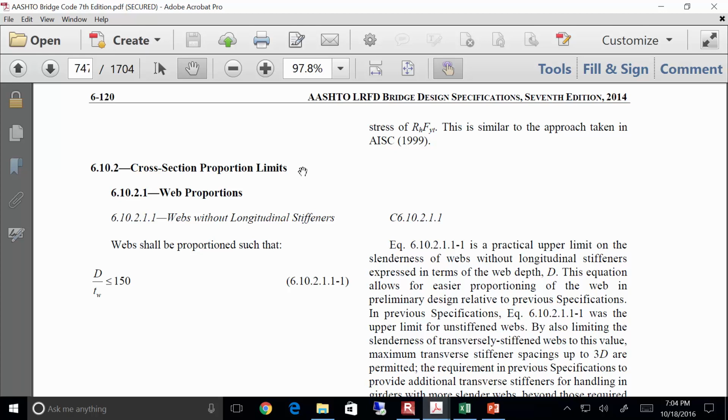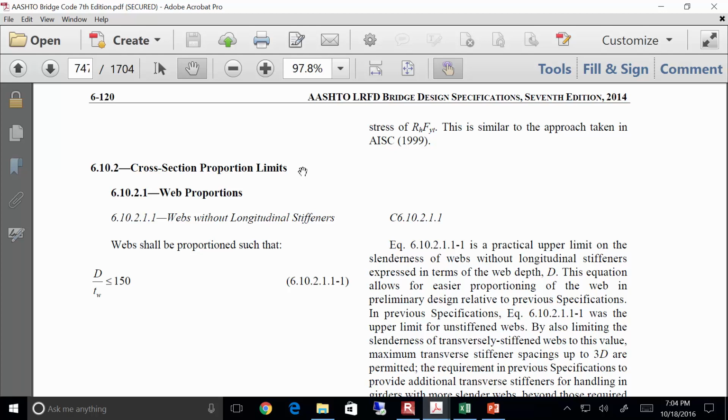So 610.2 is broken up into two sections, 610.2.1, which is on web proportions, and 610.2.2, which is on flange proportions. Okay. So let's just sort of read this out. 610.2.1, web proportions. Webs without longitudinal stiffeners. And remember, we talked about longitudinal stiffeners: if you have an I-beam and you have a really flimsy, slender web, you will weld an additional plate along the length of that web to stiffen it, and we call that a longitudinal stiffener.